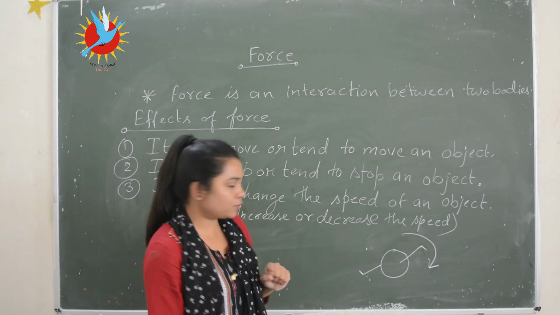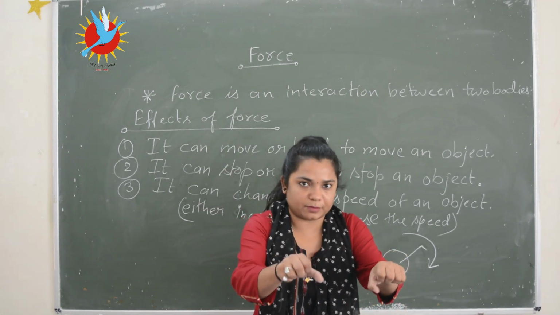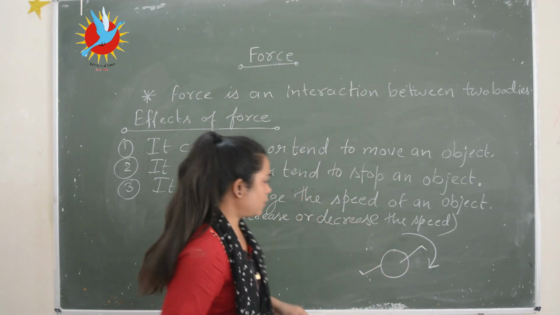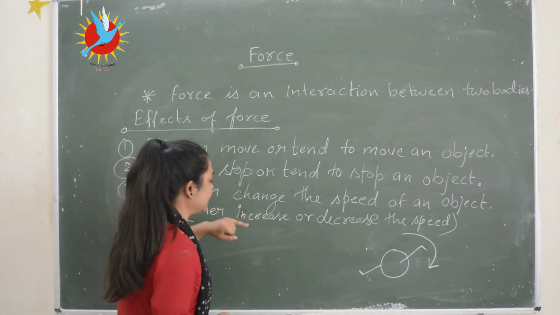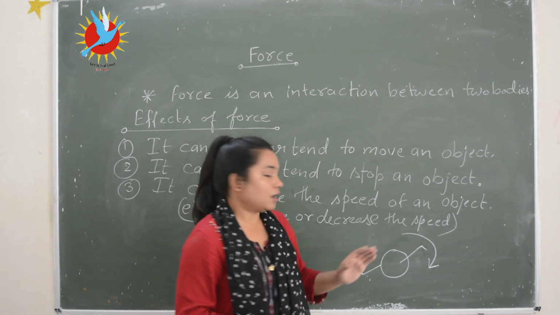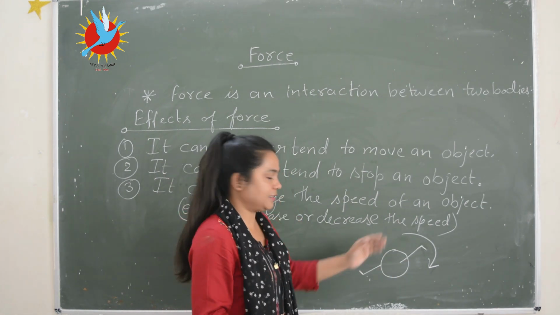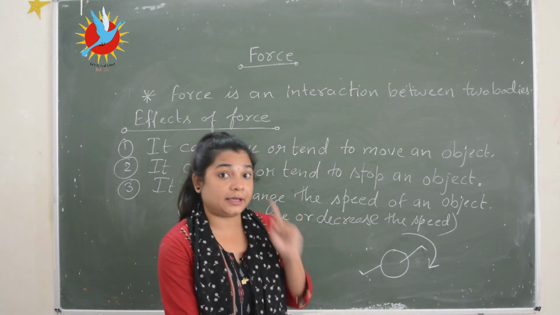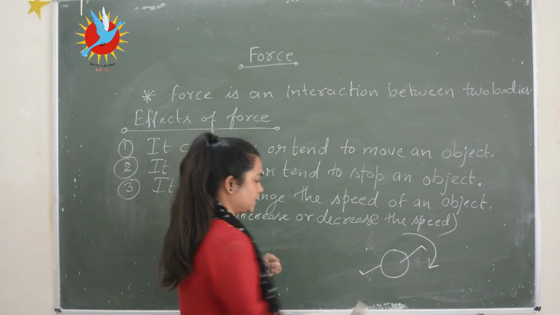Now if you need to stop it, or decrease the speed, what are you going to do? You are going to push the brakes. So the force can change the speed of an object. Either it can increase or decrease the speed of that object. If you are pushing the paddles, you are increasing the speed, and if you are pushing the brakes, you are decreasing the speed. Basically, you are applying a force on the paddle and also on the brakes.